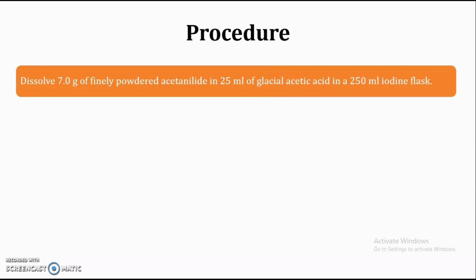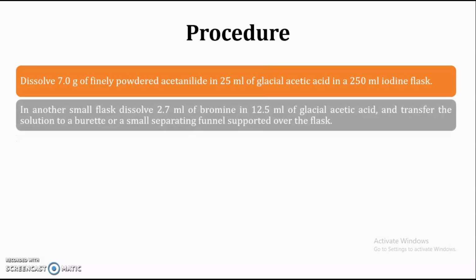Now, the first point: dissolve 7 gram of finely powdered acetanilide in 25 ml of glacial acetic acid in a 250 ml iodine flask. In another small flask, dissolve 2.7 ml of bromine in 12.5 ml of glacial acetic acid. Means we have to prepare two solutions, both in glacial acetic acid itself. First solution, 7 gram of acetanilide in 25 ml of glacial acetic acid, and the second solution, 2.7 ml of bromine in 12.5 ml of glacial acetic acid.